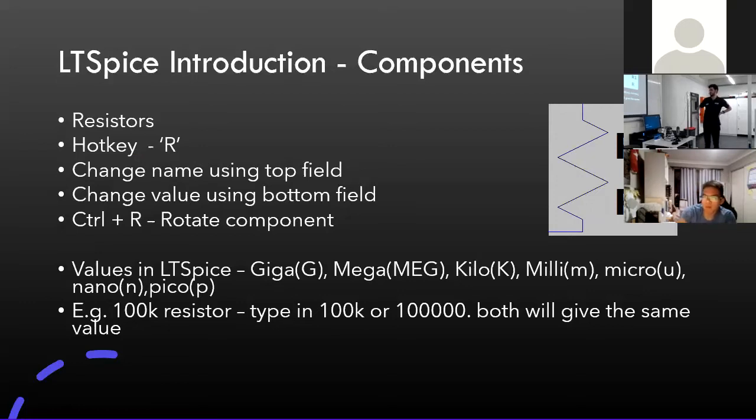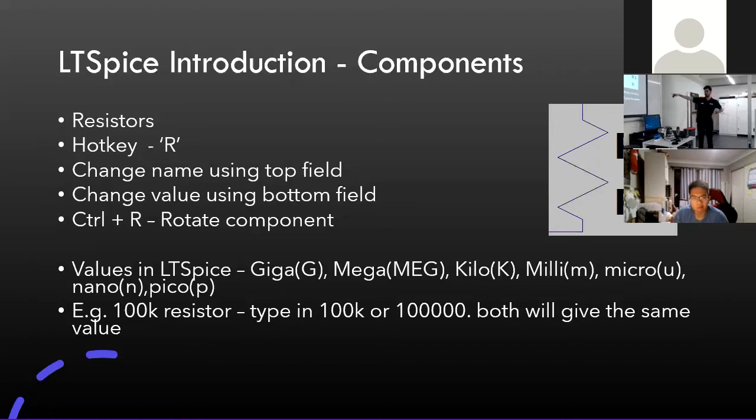The top field lets you change the name. That's good for referencing later on in your circuit, like if you want to name this as certain things. The R value on the bottom, we can click on that and it lets us change the value for it. Control R, this is really useful, is used to rotate components. That's any component, even resistors.